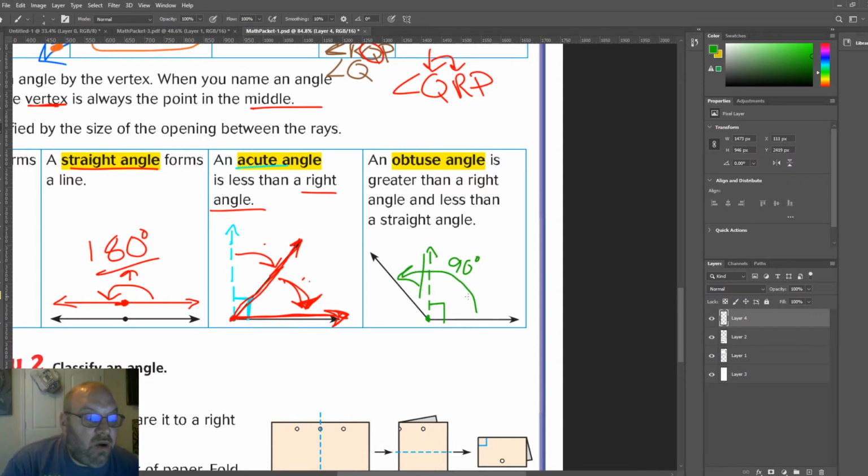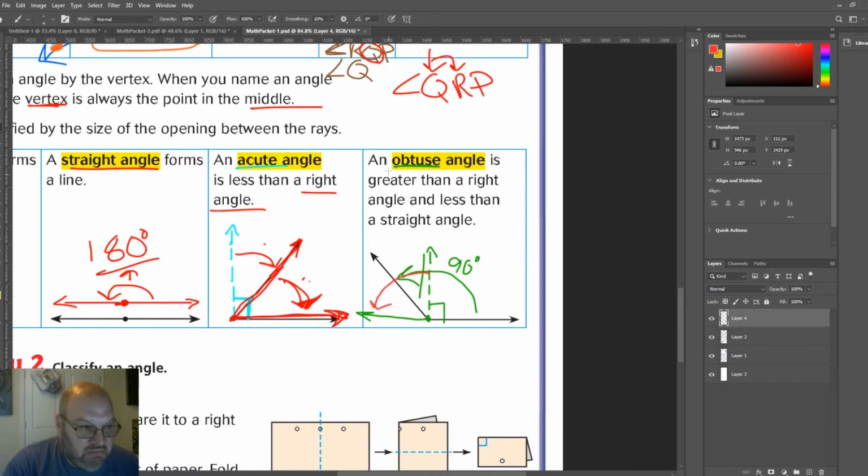All right, so an obtuse angle... I'm sorry, I should have mentioned that first. An obtuse angle is greater than 90 degrees. And it can go up, but it's less than a straight angle. So we can go all the way up to about right there. All the way from here out. All right. So, acute angle, less than 90 degrees. Small. Obtuse angle, greater than 90 degrees.